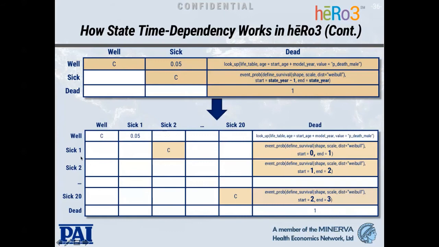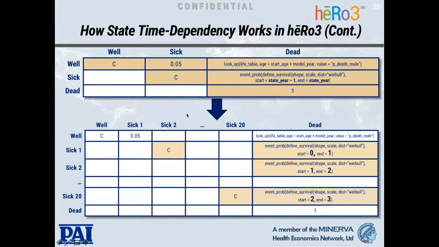Then for the probabilities of going from sick to dead, this set of probabilities over here, it puts in the appropriate values calculated for state year minus 1 and state year for the start and end. It calculates these formulas with those values substituted in. So in sick 1, the first sick state, we have start equals 0 and end equals 1. For sick 2, start equals 1, end equals 2, and so on for each cycle. That's how this transition matrix is calculated.